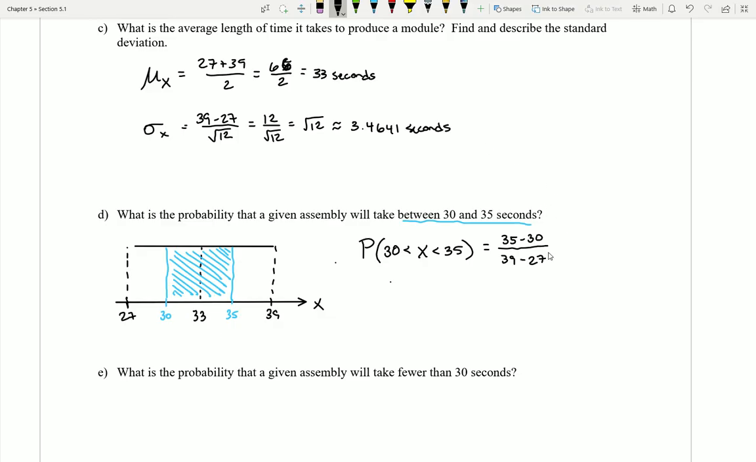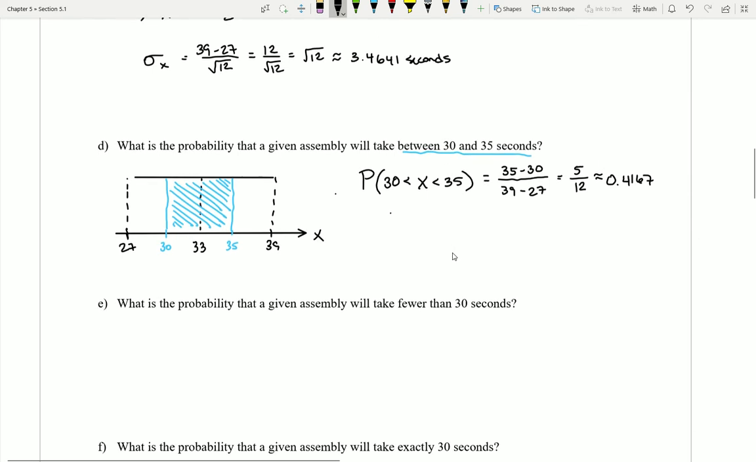Now, once I have that, I can simplify this. I'm going to get 5 over 12. And so the probability is 5/12. Or if I type that into a calculator, I'm going to get 0.4167. That's it. It's just that simple. I don't even need a calculator, except maybe to get the decimal value. But I don't have any fancy program to do this.